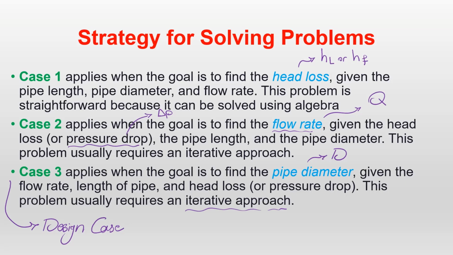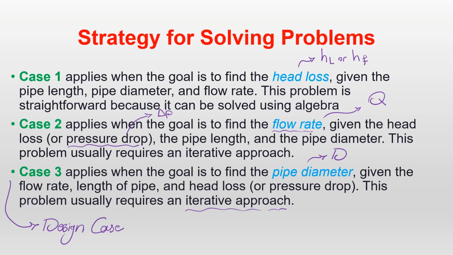Now, in today's session, I'm going to talk about case number 2, and then after that, case number 3. Case number 2 is the case where you find flow rate or velocity given head loss or pressure drop, pipe length, and also pipe diameter. These types of problems are a little bit more complicated than case number 1 because they require an iterative approach, and you will see how.